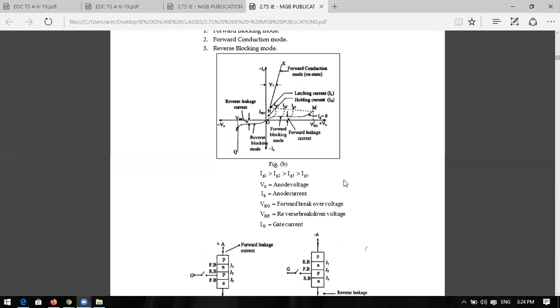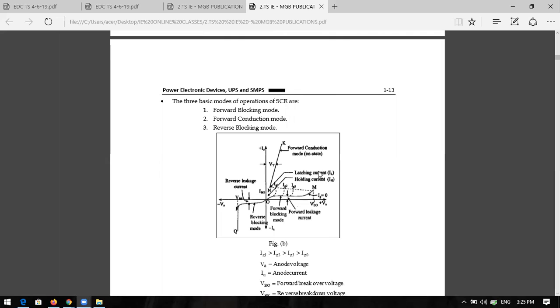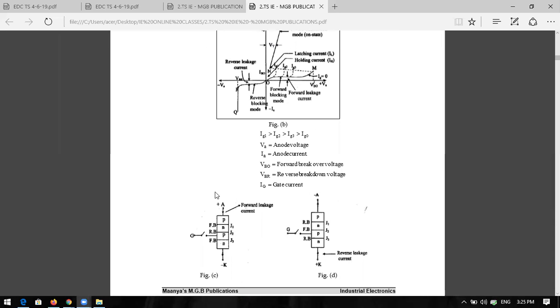Is it clear? How many modes of operation are there? There are three: forward blocking mode, forward conduction mode, and reverse blocking mode. In forward bias we have two, and in reverse bias we have one. In forward bias, connect anode to positive and cathode to negative. In reverse bias, anode to negative and cathode to positive. VA is the anode voltage, IA is the anode current, and VBO or VFBO are the same, called the forward breakover voltage.